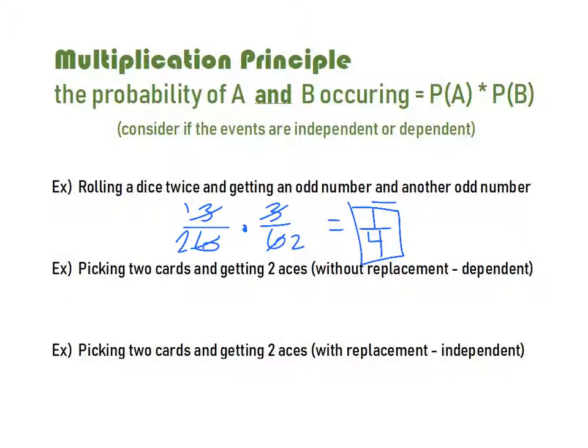On this next example, we're picking 2 cards from a deck, and we're getting 2 aces. Now this will be without replacement, so once we grab that card, we're not putting it back in the deck, we're just grabbing another card from the deck. That's an example of dependent events. Let me show you how. I'm going to pick this first card, and I want it to be an ace. That would be 4 successes, because there are 4 aces in the deck, out of a total of 52 cards in a deck.